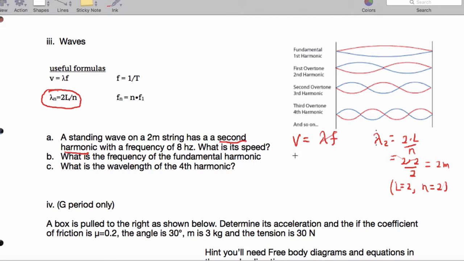Great, so now let's get the speed. v is going to equal 2 times 8. So v is going to be 16 meters per second. I should have given you a little bit more space to work. I'm sorry.